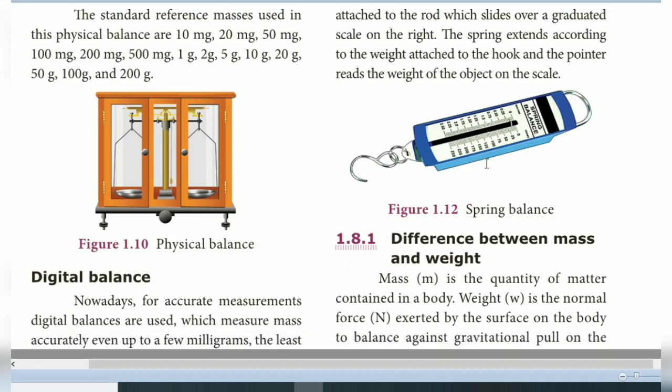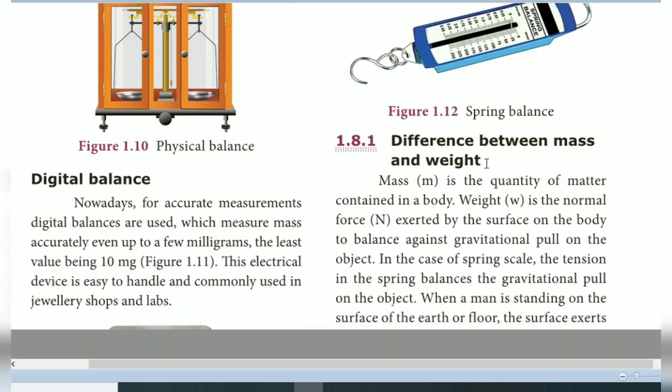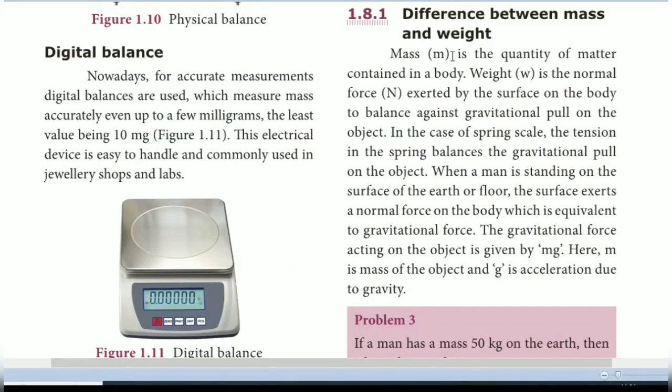Then the difference between mass and weight. What is mass? Mass is the quantity of matter contained in a body. What is weight? Weight is the normal force exerted by the surface on the body to balance against gravitational pull on the object. When a man is standing on the surface of the earth or floor, the surface exerts a normal force on the body which is equivalent to the gravitational force. What is it?